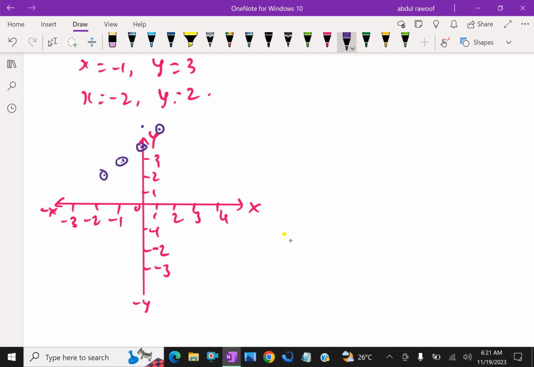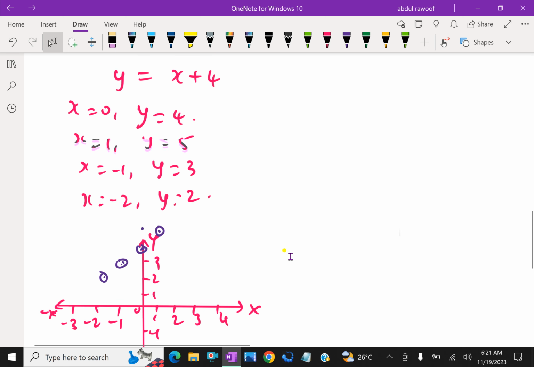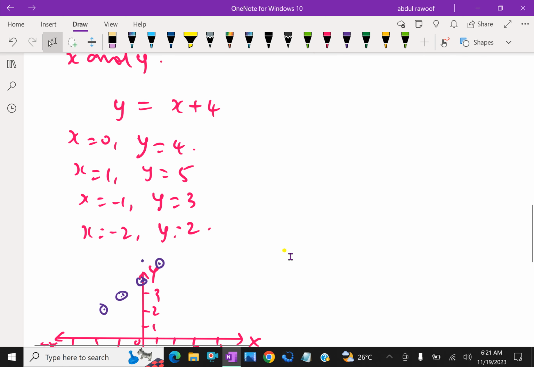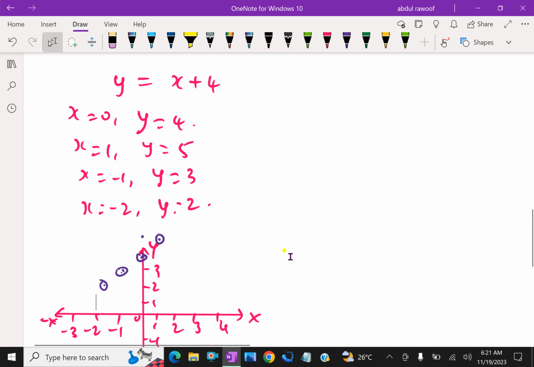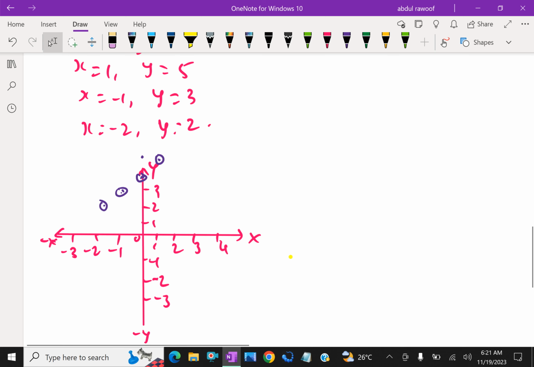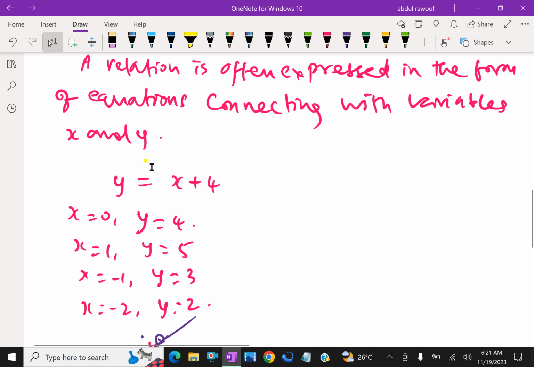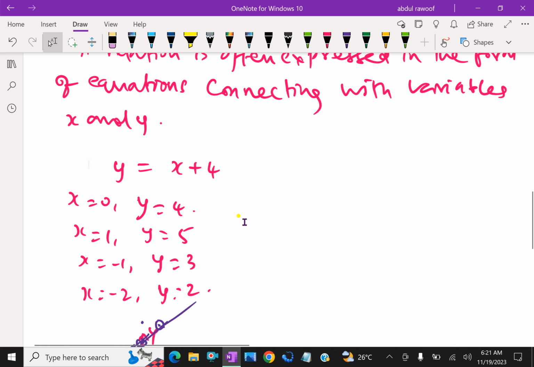Now, these points can be extended because for other values it goes further. Suppose x is minus 4, y equals 0. Now let us join these with a straight line. This straight line is the relation of the equation y equals x plus 4.